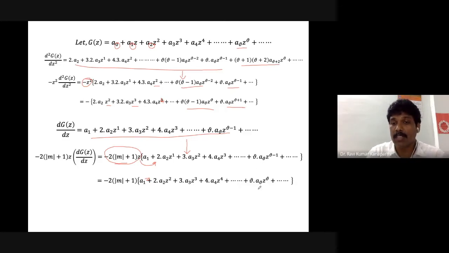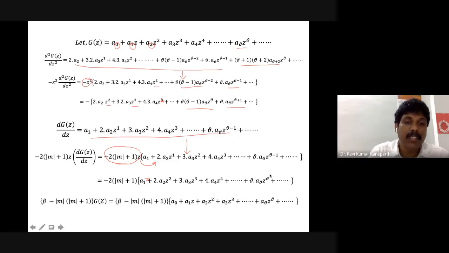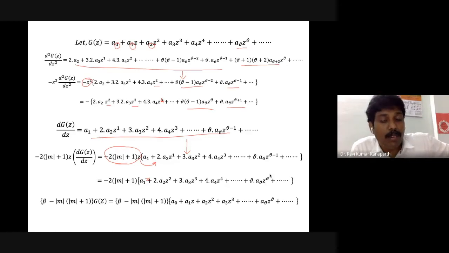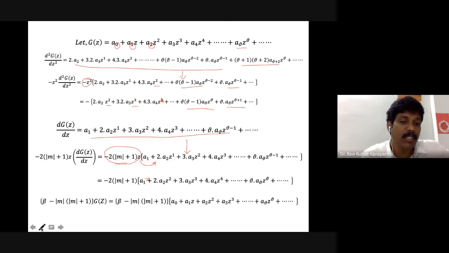The general term is like nu multiplied by a nu z to the power nu. That is the general term. Okay. And similarly, the last term is nothing but beta minus modulus of m multiplied by modulus of m plus 1 multiplied by the infinite power series.